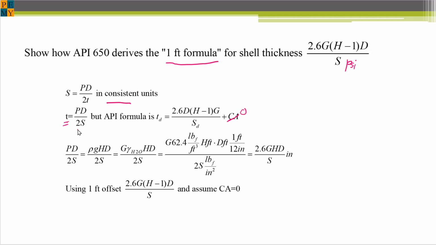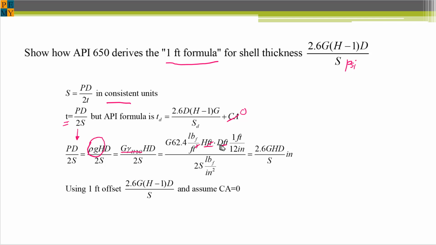If we go back to the basic hoop stress formula, we see that P is rho g h times D over 2S. This is in turn equal to G times gamma H. So gamma is pounds force per cubic foot. So we have G times 62.4 pounds force per cubic foot times H in feet times D in feet.